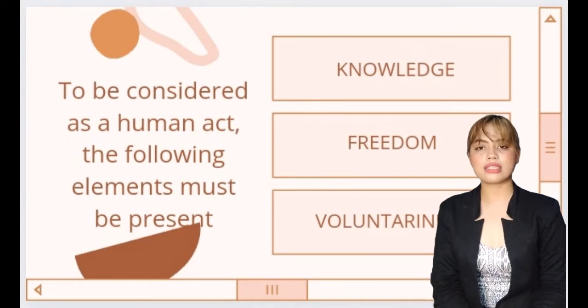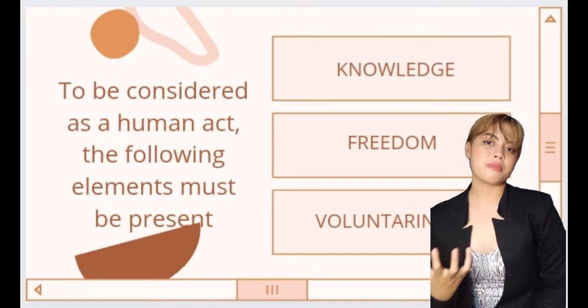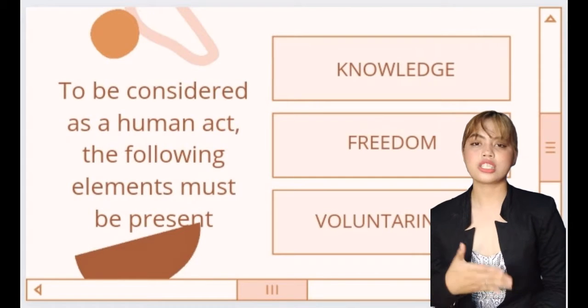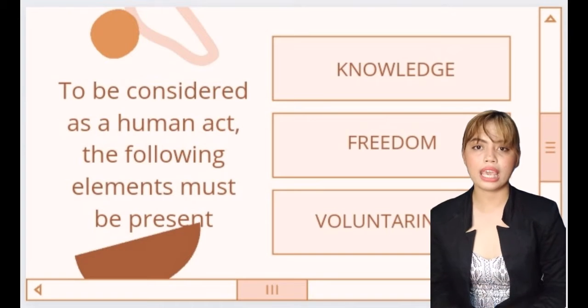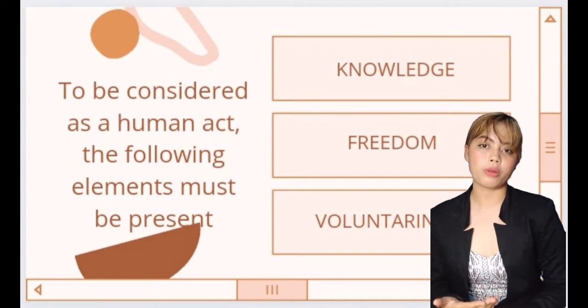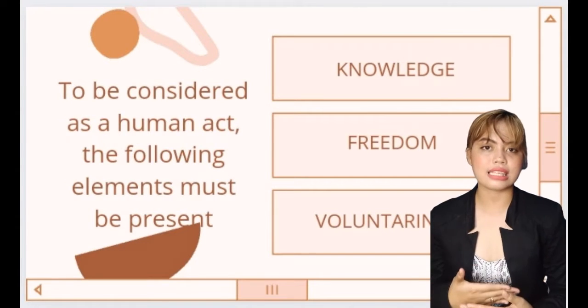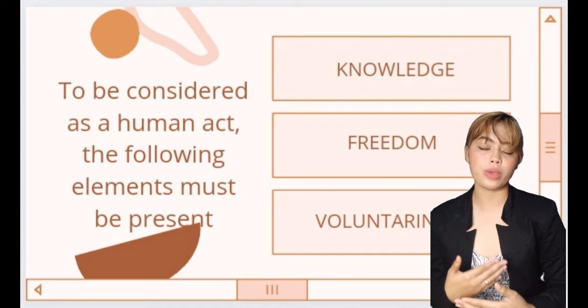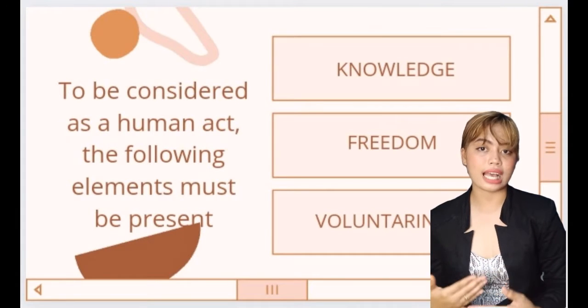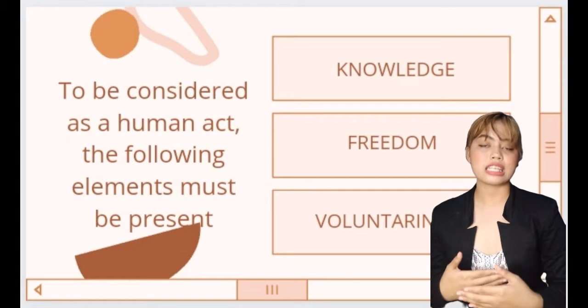The last one is voluntariness. This means that the act is done by the agent in an intentional way. When he voluntarily performs an act, the agent intends it as a product of his decision which is within the power of his will. In other words, a voluntary act is a willed act, an act that is willingly done.